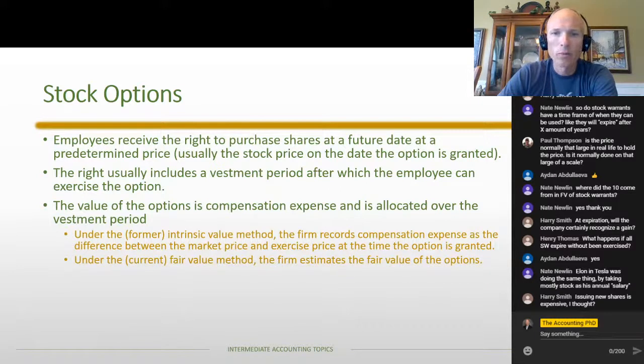Again, the firm has to estimate the fair value of those options. There are lots of different ways to do it, like Black-Scholes and different things. For this class, you're always going to be given the fair value. You're not going to have to figure out how to estimate it on your own.